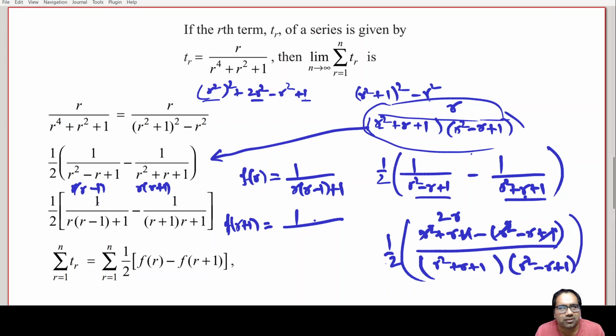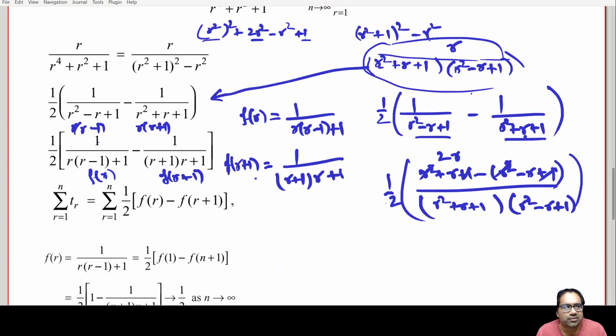F of r plus 1 would be, in place of r, we put r plus 1, and this one will become r plus 1 minus 1, which is again r. So basically, if we call this f of r, this will become f of r plus 1. Okay, what does that mean? We have created this tr. Tr, our original term where we started, is equal to half of f of r minus f of r plus 1.